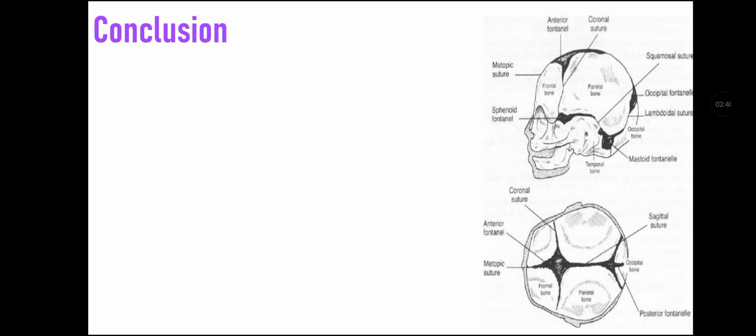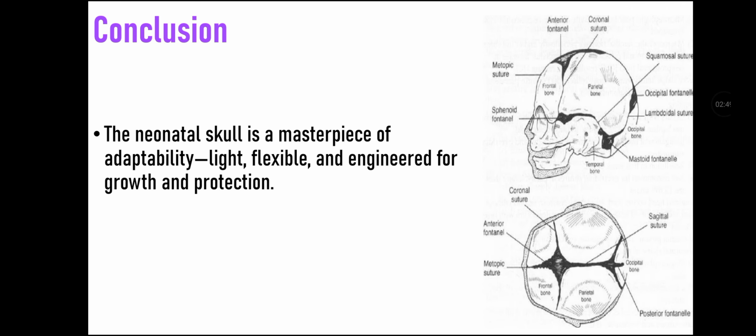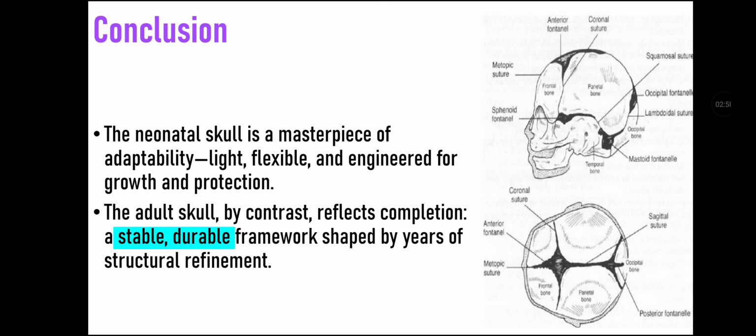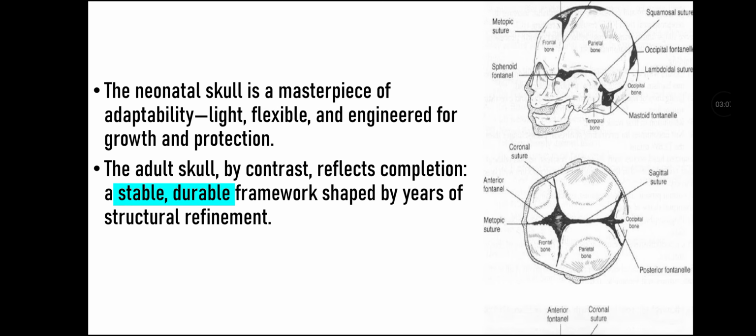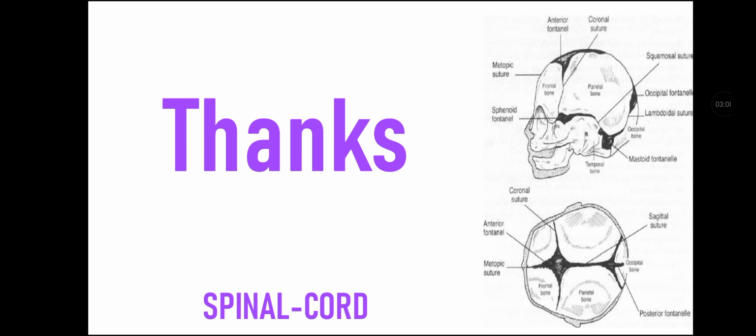Now let's talk about the conclusion of this lecture video on these differences. Neonatal skull is a masterpiece of adaptability, light, flexible, and engineered for growth and protection. While the adult skull, in contrast, reflects completion, a stable, durable framework shaped by years of structural refinement. And this was all about the differences between neonatal skull and the adult skull.